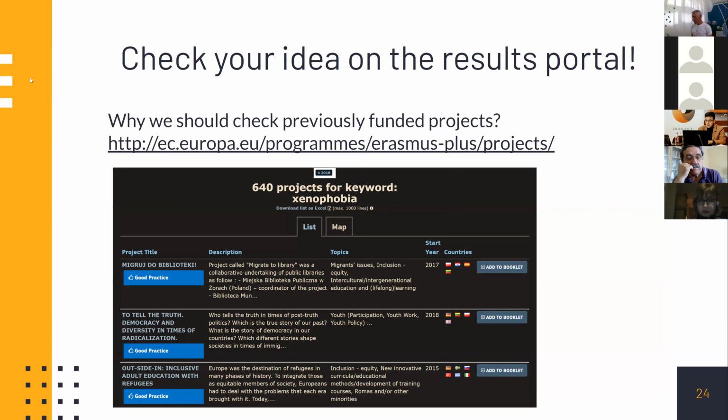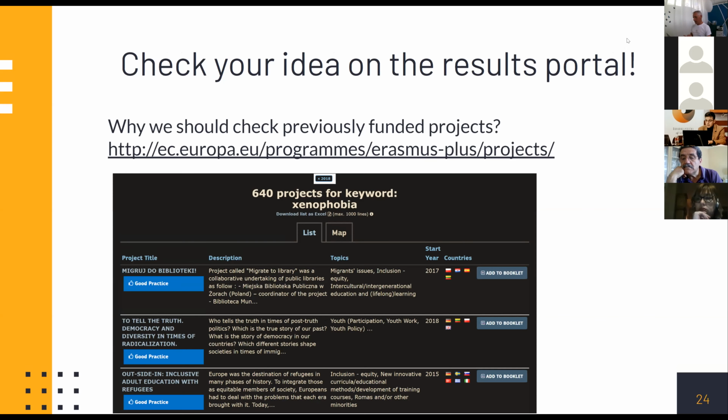And where to check it is on the Erasmus Plus results portal. Here is an example. I searched for xenophobia because I want to develop a project about xenophobia, and I saw that already 640 projects are on that keyword. And probably I really need to figure out how I can do a new project about xenophobia if already 600 projects are developed. So I need to figure out the way to do it. So check your idea and the supported keywords first.